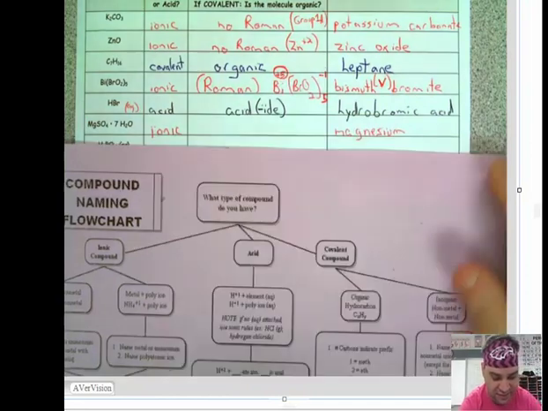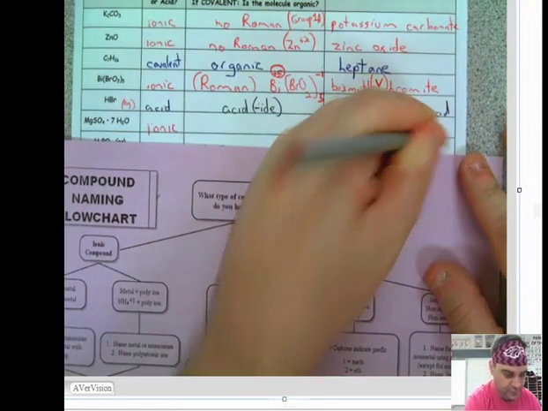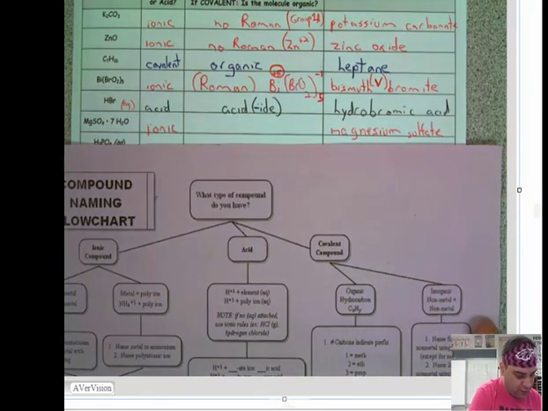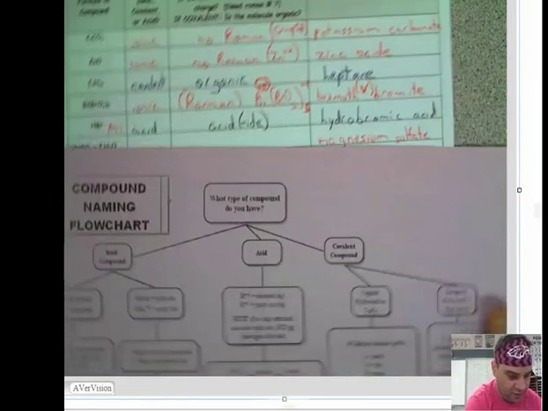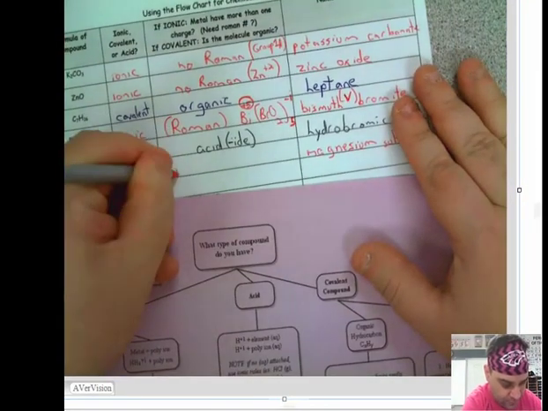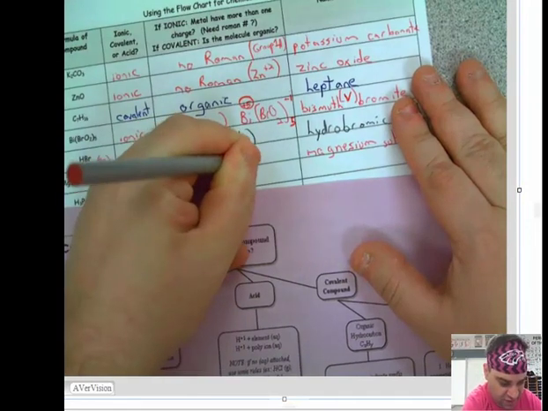Okay. SO4 is sulfate. Magnesium is in group 2, so we do not need a Roman numeral, so there is no Roman on this one.